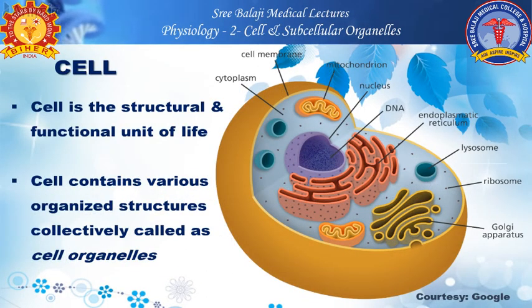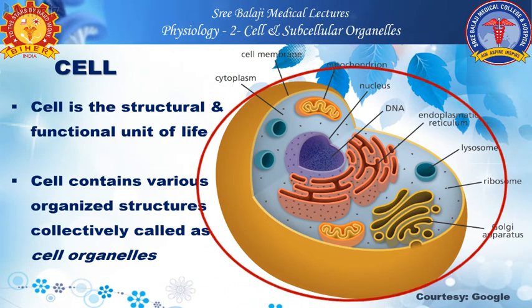Now, cell is the structural and functional unit of life. The cell contains various organized structures collectively called as cell organelles. So this is the structure depicted of the cell.